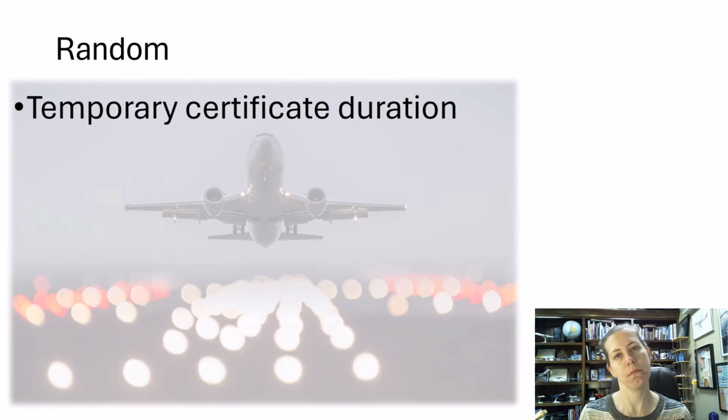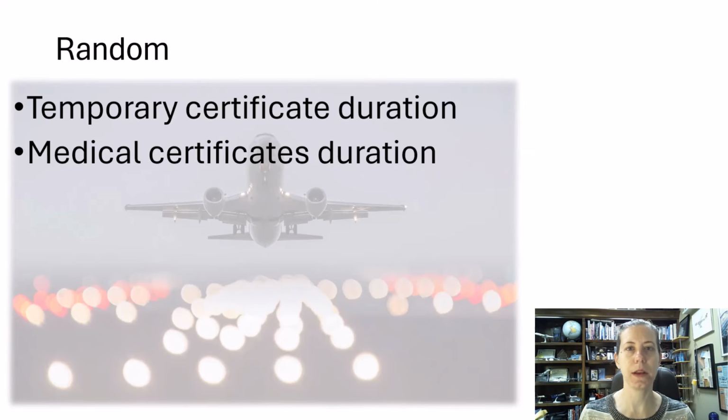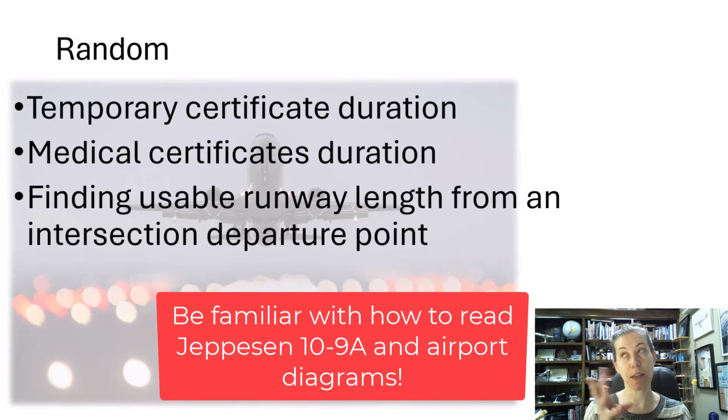Random stuff: asked about temporary certificate duration. 120 days. Okay. Medical certificate duration. Well, I'm not going to go into all that because you can look it up in 14 CFR. Okay. Finding the usable runway length from an intersection departure point. Almost like a combination of looking at an airport diagram and combining it with the 10-9 page, or typically the 10-9A page, where Jeppesen will list out various possible runway intersection departures and how much takeoff distance is available.